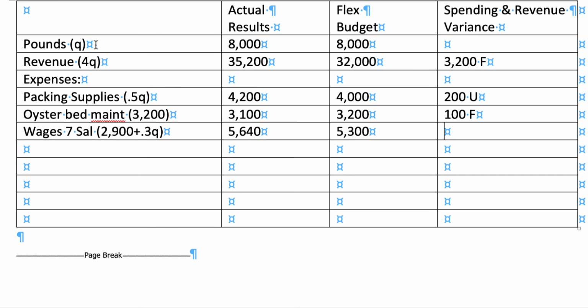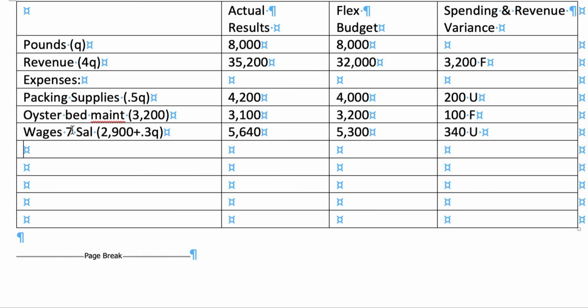Okay, am I favorable or unfavorable? Well, right off the bat, I know I'm unfavorable because I actually incurred more than what I had budgeted, or what I should have paid based on actual output. So we're $340 unfavorable. Bear with me here. I fat fingered a key. Get rid of that U. It should be and, or the ampersand symbol. Next thing we got shipping.